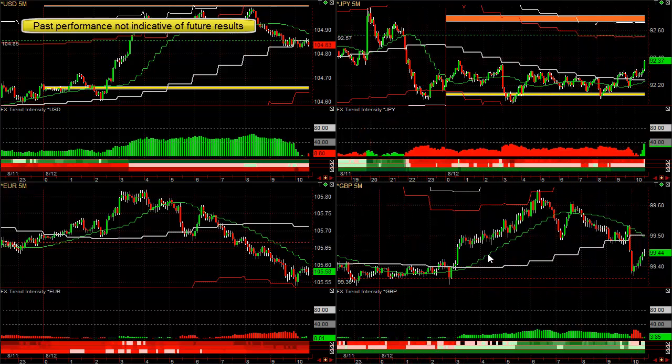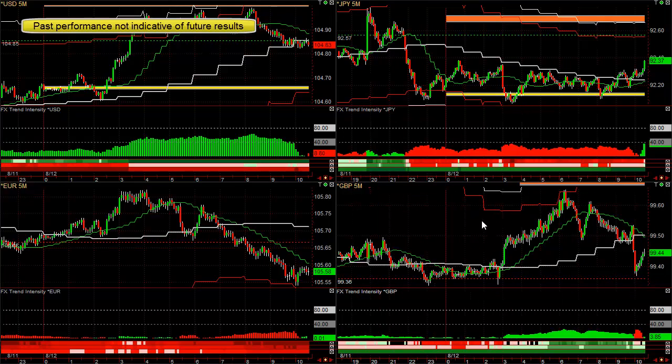These are our currency indexes, which show you what each individual currency is doing. I'm only showing the top four. There's also the Swiss, the CAD, Australian, and New Zealand. And basically, in a nutshell, you want to be buying the strongest currencies versus the weak.